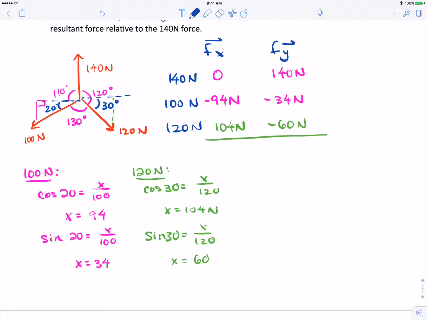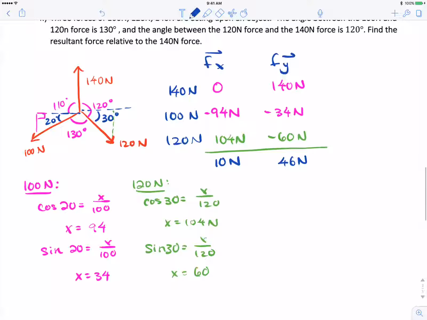Again, going through to tally. We have 10 newtons there. Overall, positive 140 minus 34, and I'm at positive 46 newtons. So again, I want to figure out my overall resultant, and it tells me relative to the 140 newton force. So here's my picture. I have a triangle where I'm going 10 newtons to the right and 46 newtons up. That's my resultant.